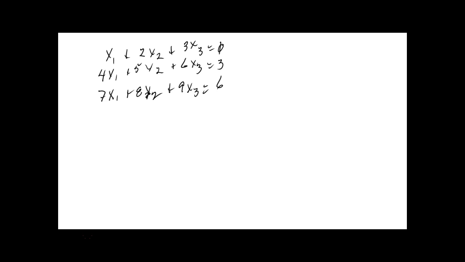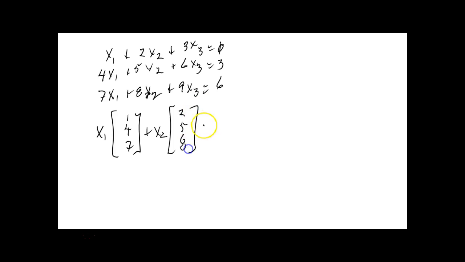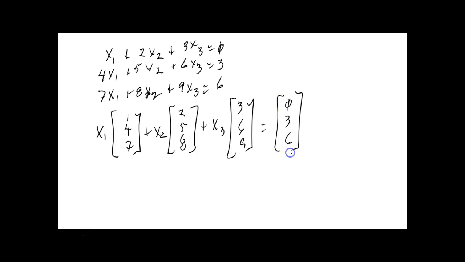So, the way they were just describing, for some reason they want to do it, is x1 times the column 1, 4, 7, plus x2 times the column 2, 5, 8, plus x3 times the column 3, 6, 9, is equal to the column 0, 3, 6. Okay.